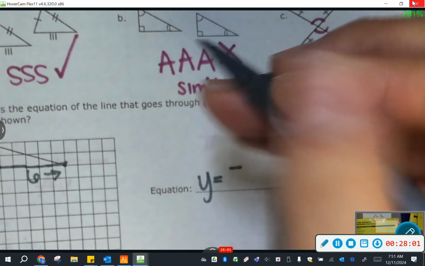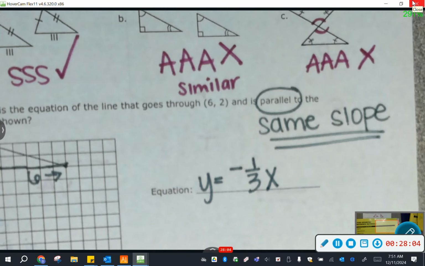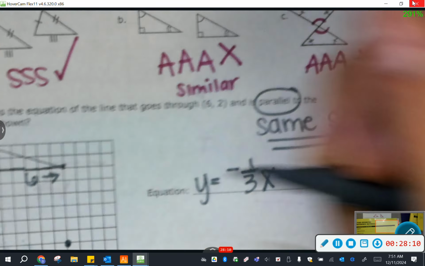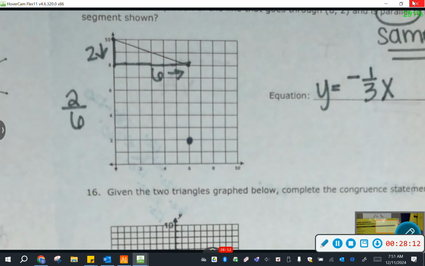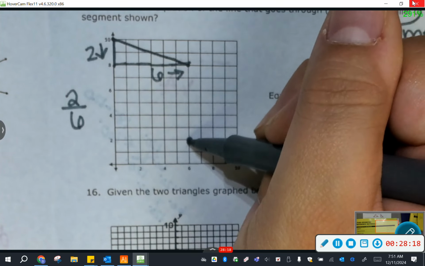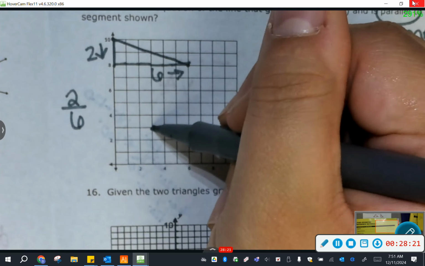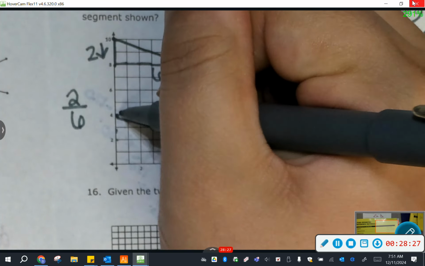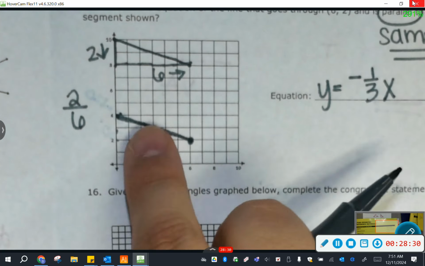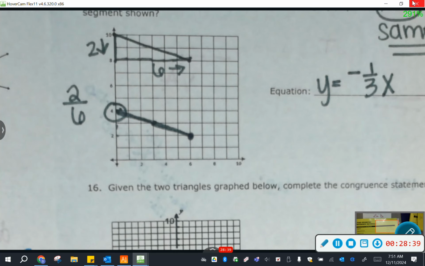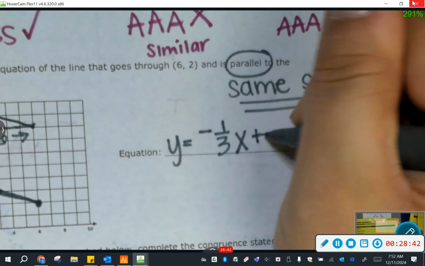That is my negative 1/3 x. And it wants it to go through what? To make this line go the same like that. So this is going to go right here and right here. Go down to x. Because I want it to go to the same. So I made it go down 2, right 6. What's my y-intercept? What's my b going to be? This is going to be negative 1/3 x plus 4.